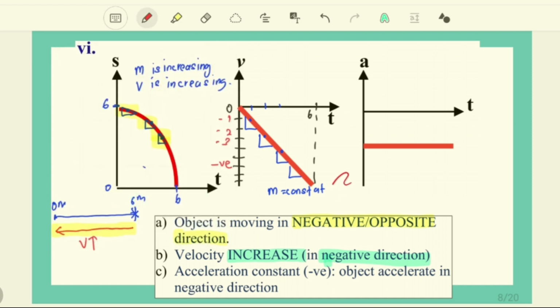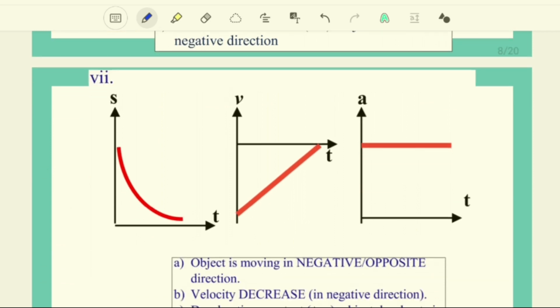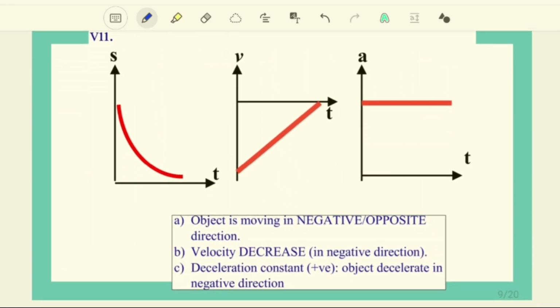So the gradient is constant but negative value. Okay, so means that the acceleration is equal to negative value. Constant tetapi pada negative value. Nampak sini? Negative value. Constant. From 0 to 6 second, it's constant. Okay. Alright, good. Next. Okay, same goes to this one.